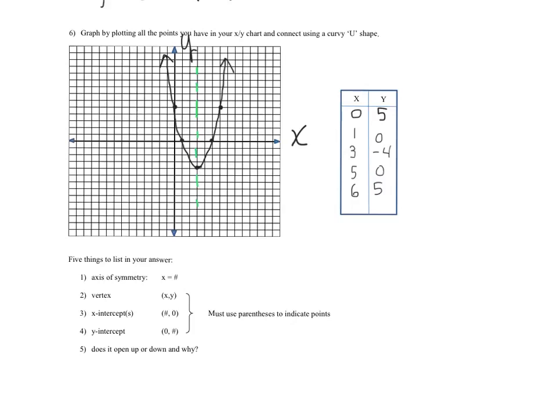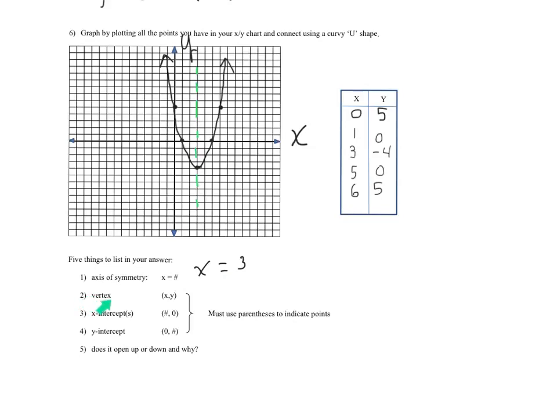Now we have to answer these 5 questions down here at the bottom. The axis of symmetry is what we started out with. That's the equation of the line x equals 3. You must write this with the x equals to indicate it is the actual equation of a line. Otherwise we would just have the number 3 and not know what it really refers to.